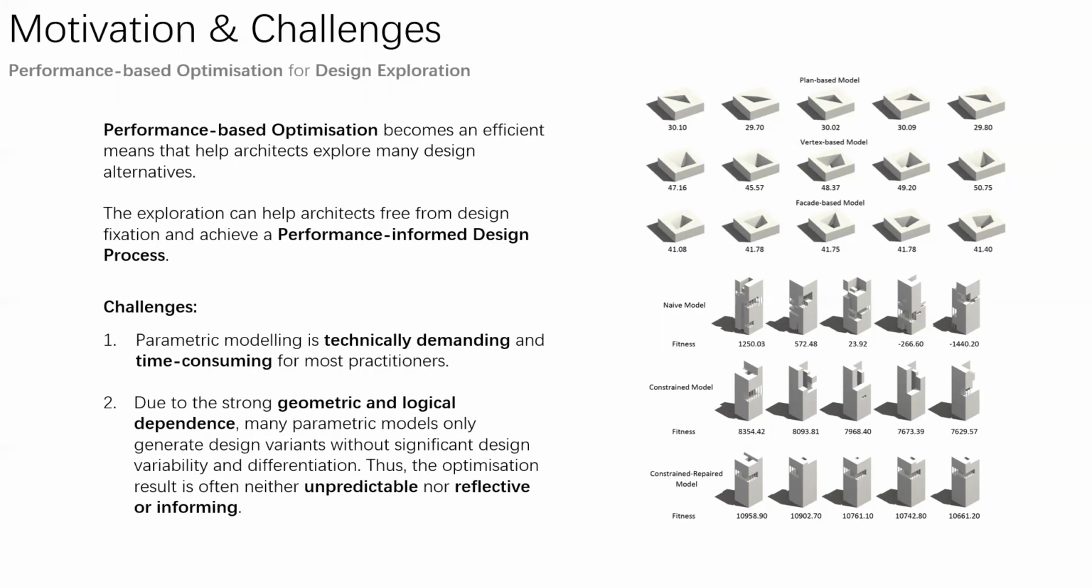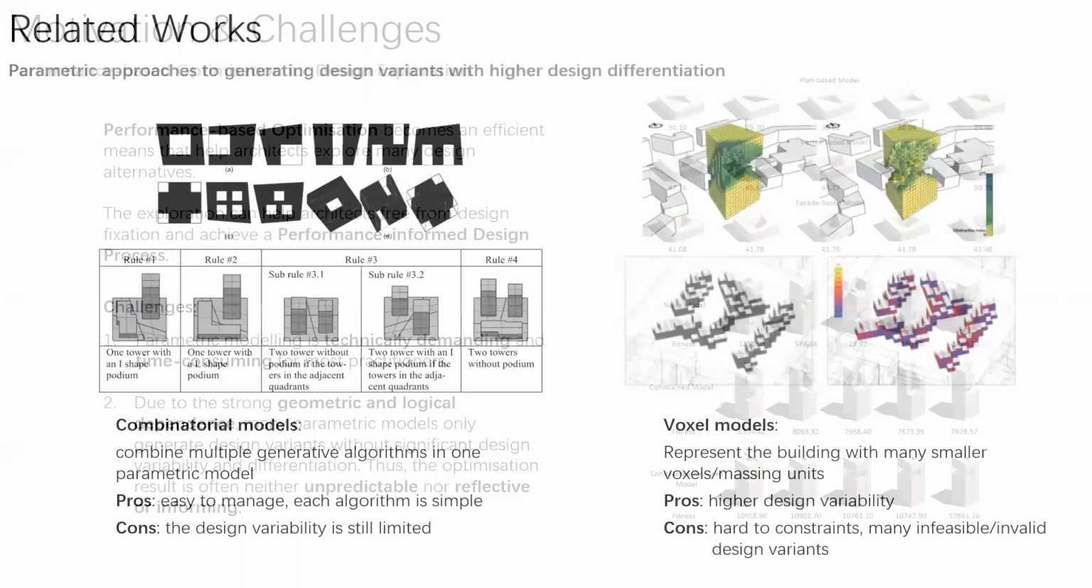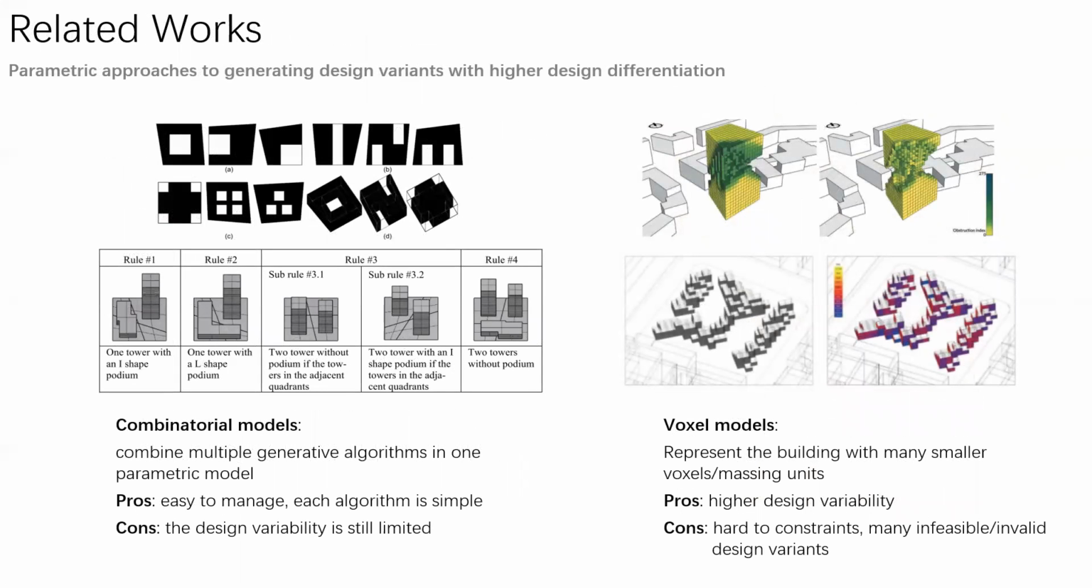And secondly, they usually have a strong geometry and logical dependency in the parametric model. So the parametric model only generates design variants without significant design variability and differentiation. As a result, the design variants output by the optimization process are usually very predictable and not very informative. In order to increase the design variability and the differentiation among the design variants generated by the parametric model, there are usually two approaches that have been used in previous studies.